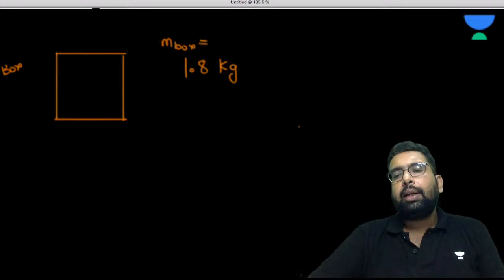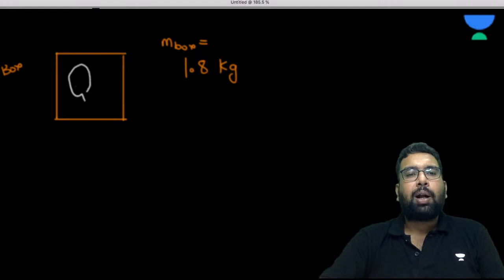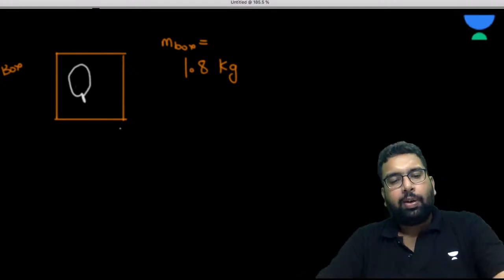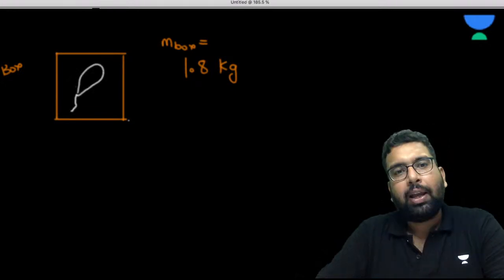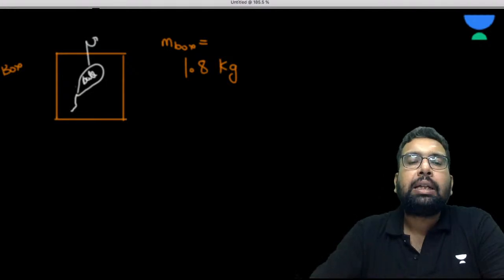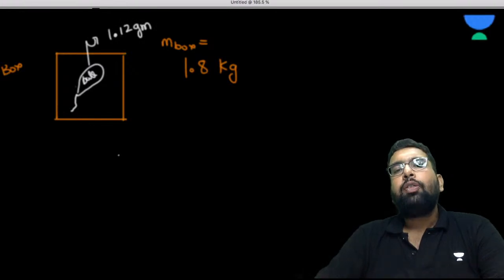And in this we are putting another item, let's suppose a balloon. Okay, we have placed a balloon. Pardon my drawing skills. Okay, this looks more like a balloon. And this balloon weighs, let's suppose, 1.12 gram. Now, if I ask you, what is the net weight?